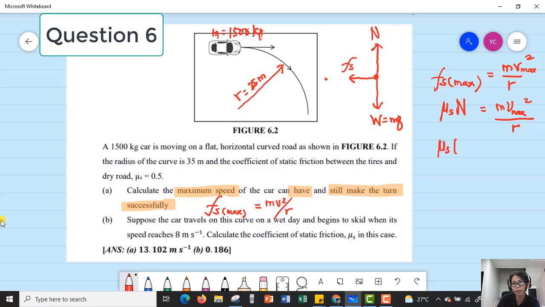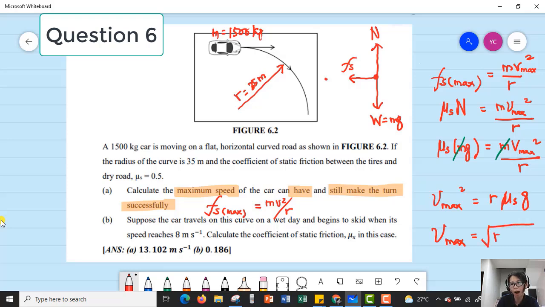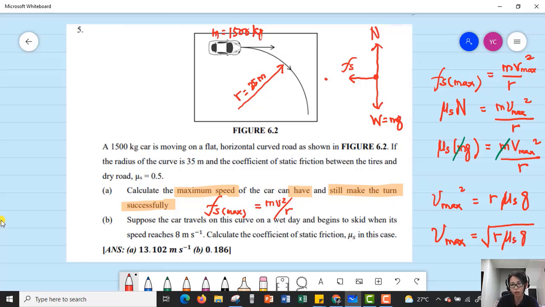So normal force is mg, we put it in m v max squared over r. The m can be cancelled in the equation, so rearranging, we get v max squared will be r mu s g. So the v max, the maximum speed that still can make the turn successfully, will be the square root of r mu s g.